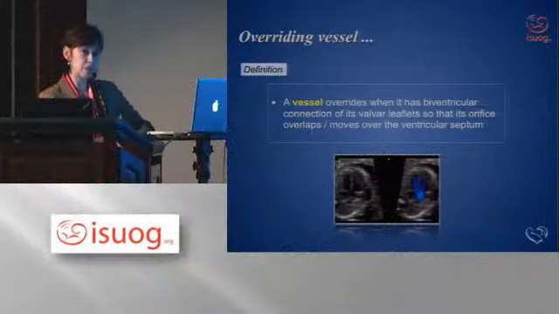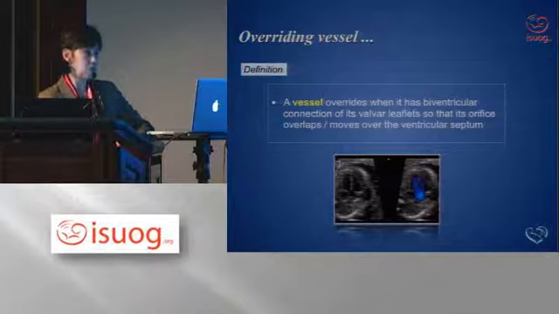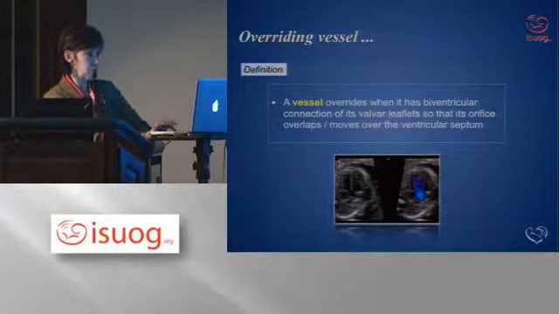So I'm going to redefine, and we're now going to talk not about an overriding aorta, but about a vessel that is overriding. And when a vessel overrides, usually there are two ventricles, so there is a biventricular connection from that vessel, where the valvar leaflets are in between the two ventricles, overlapping the ventricular septum.